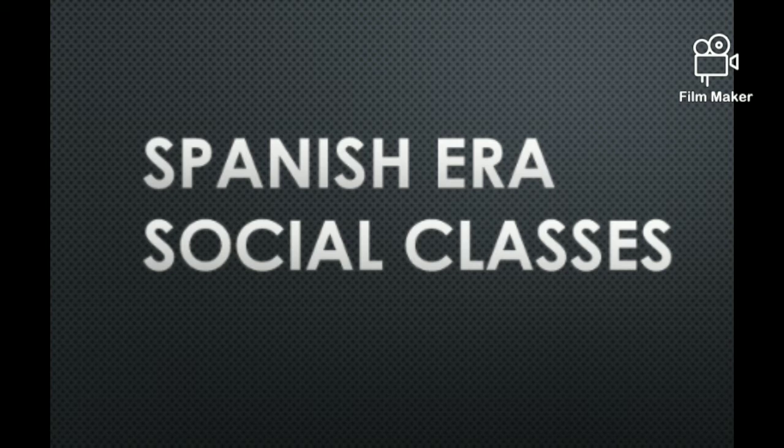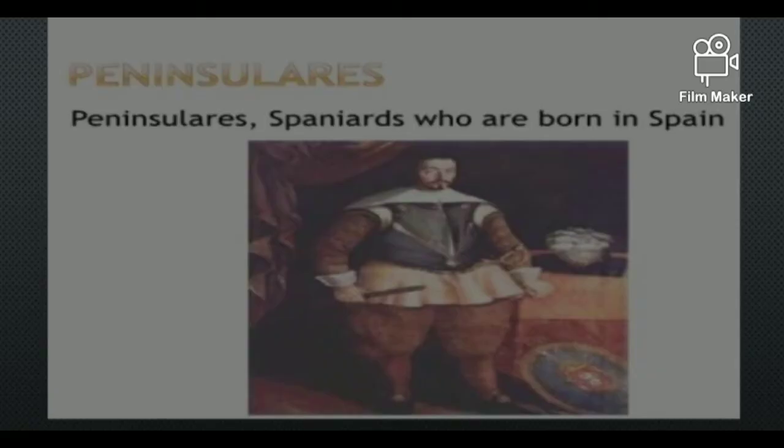Social classes in the Philippines during Spanish period. First is the Peninsulares. Peninsulares is the highest class in the Philippines. They are pure-blooded Spaniards born in Spain, the wealthiest and most politically powerful among the social classes. They had high positions in the government and they were referred to as Castillas.